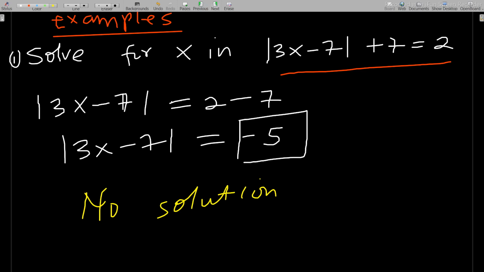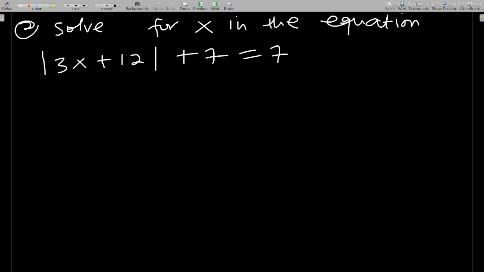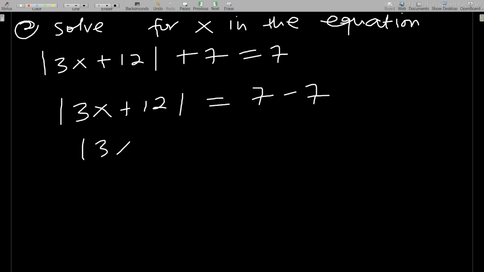Okay, the next question says solve for x in the equation absolute value of 3x plus 12, plus 7 equals 7. So here we said isolate. The first thing is you are supposed to isolate this. This should be equal to 7 minus 7, because I have absolute value of 3x plus 12 equals 0.